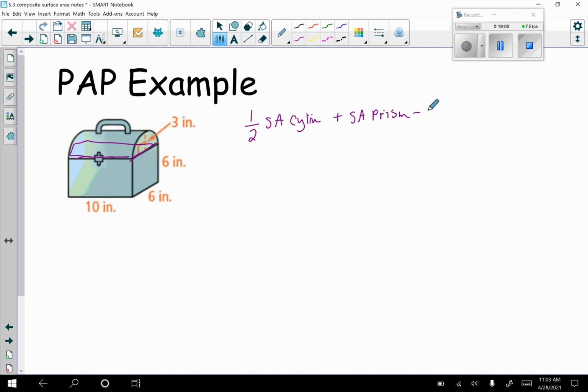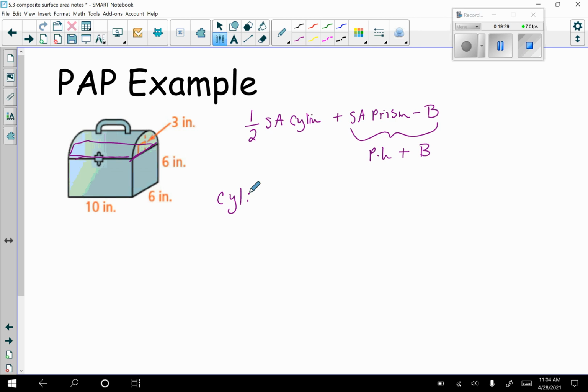Okay, so we're going to do half the surface area of the cylinder plus the surface area of the prism. And then we're going to take out one of the bases of the prism. So with the surface area of the prism, instead of adding in 2 of the bases, I'm only going to do 1. Remember for a prism, it's perimeter times the height. But here, instead of 2b, it's just going to be 1 base, because we only need the 1 base on the bottom. So let's go on ahead and get to it.